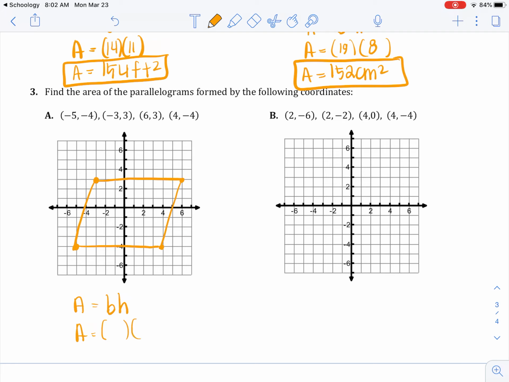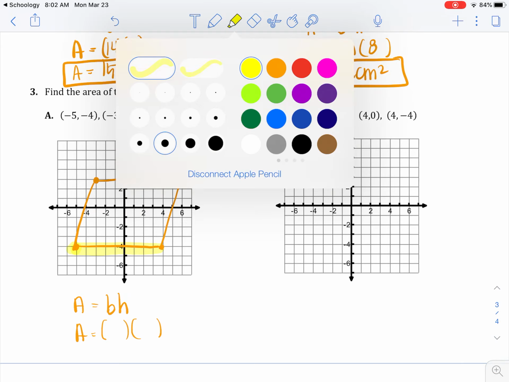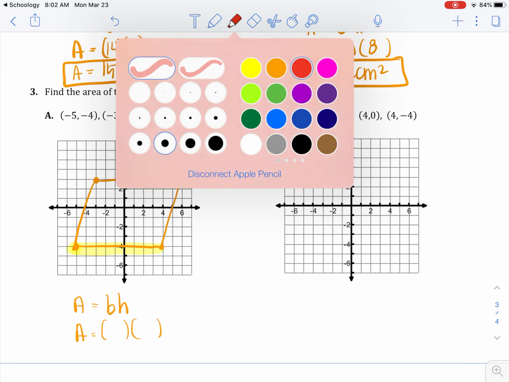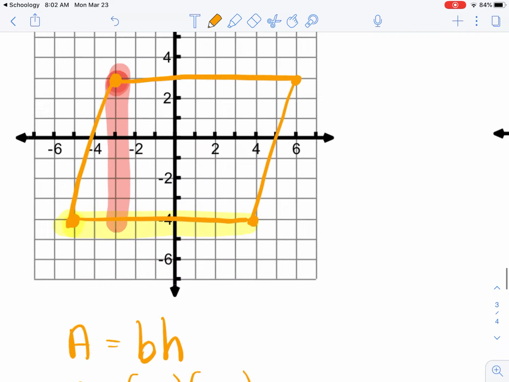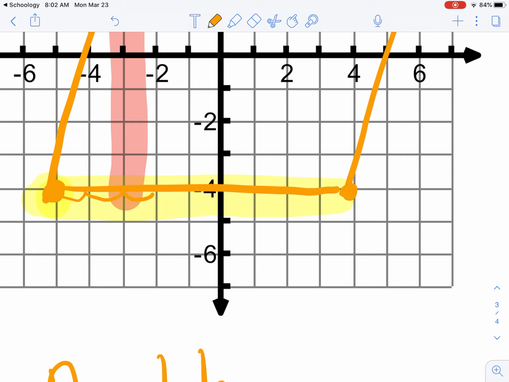Area equals base times height, so I need the base and I need the height. So I'm looking for either a vertical or a horizontal piece to start with. And I see that there is a horizontal piece right here. So I'm going to say that's my base. And then I'm going to need my height also. My height has to be something vertical to this, which this is not vertical to that, so that is not my height. But if I take a point from up here and connect it to that base, that is my height. So now I can get my base and my height.